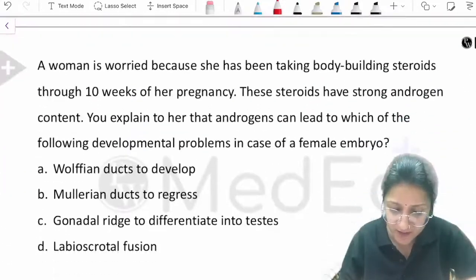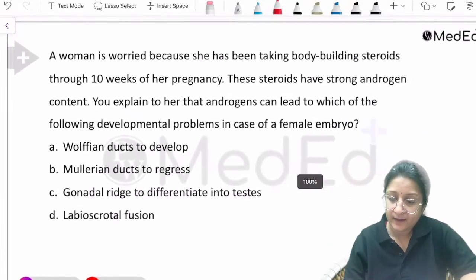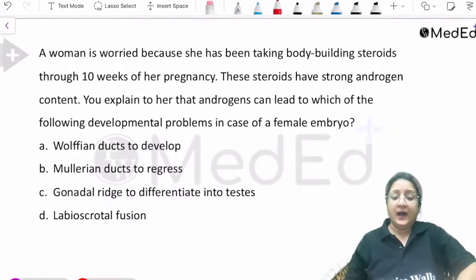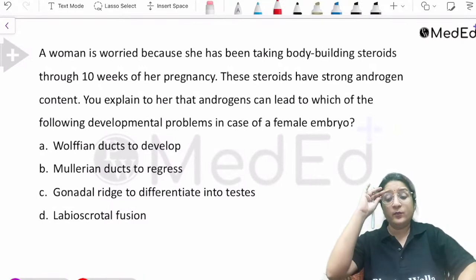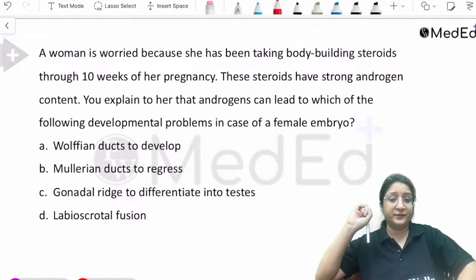Now, moving on to the next question. A woman is worried because she has been taking bodybuilding steroids through 10 weeks of her pregnancy. These steroids have strong androgen content. You explained to her that androgens can lead to which of the following developmental problems in case of a female embryo?